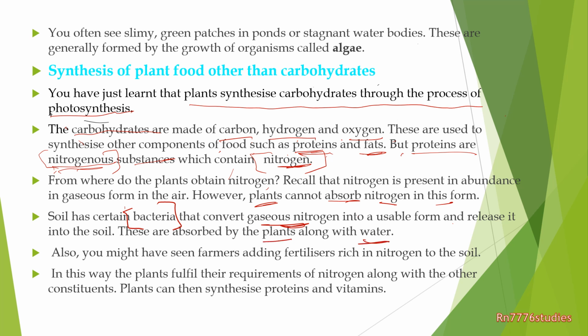Also, you might have seen farmers adding fertilizer, that is manure, rich in nitrogen to the soil. Okay, urea. In this way, the plants fulfill the requirements of nitrogen along with the other constituents. Plants can then synthesize proteins and vitamins. Understood? I hope this part is clear.